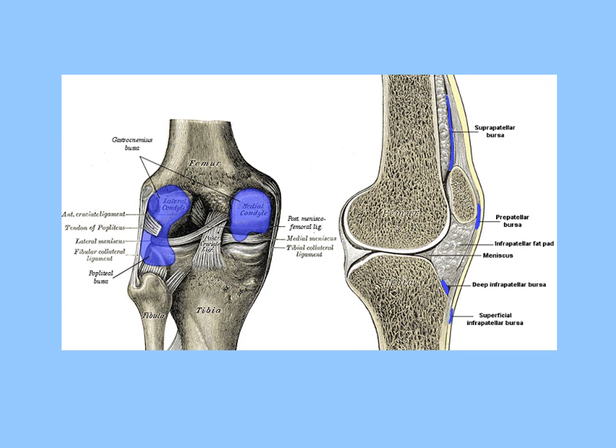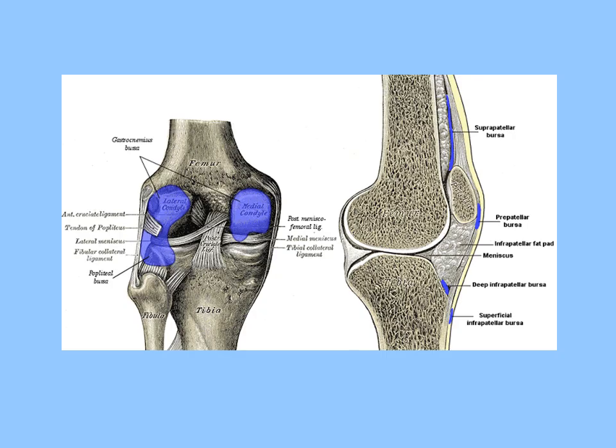Between the skin of the knee and the lower part of the patella, we have the prepatellar bursa. Prepatellar bursitis is common in workers who spend a lot of time on their knees, such as carpet layers and tile setters.